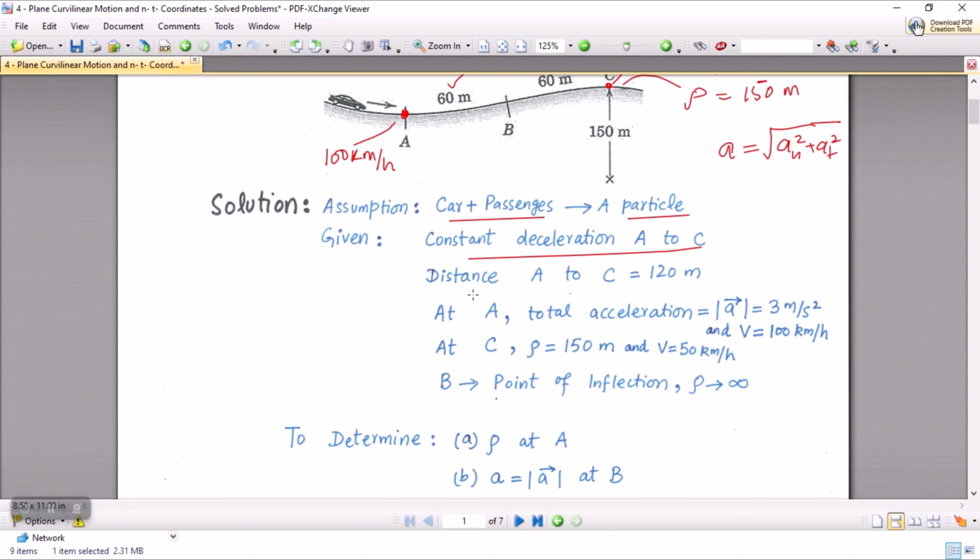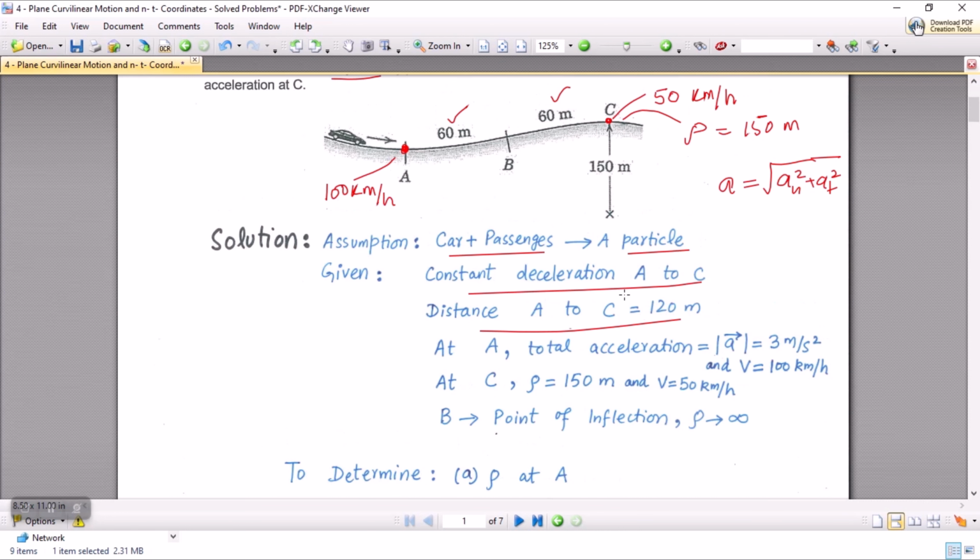Second, the distance A to C is given as 120 meters, the whole distance. At point A we have two pieces of information: the magnitude of the total acceleration vector is given as 3 meter per second square, and velocity is given as 100 kilometer per hour. At point C again two pieces of information are given: the rho value and the velocity value, which is reduced to 1/2 of the value at point A. Another piece of information is that B is the point of inflection, which means rho will be infinity at that point.